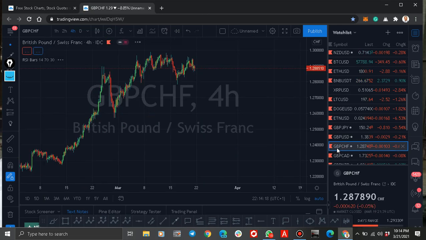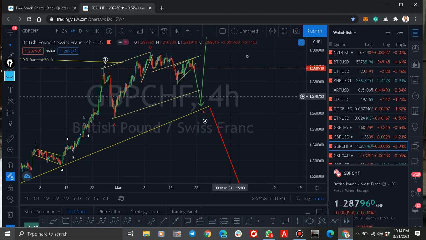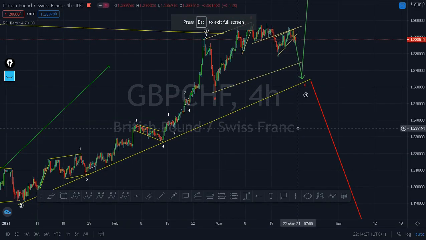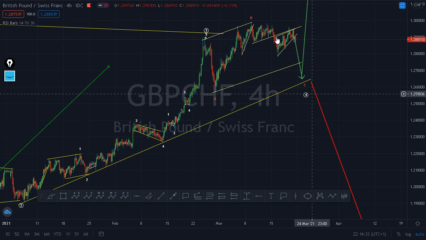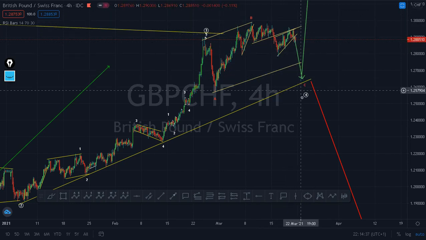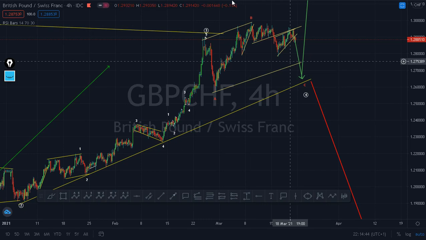Pounds Swiss, just like pounds yen, I'm looking for a drop. If I get a drop to this place or to this place, then I will look for buy. But if the drop breaks this with force, then I will look for further sell. But for now, let me have a drop.